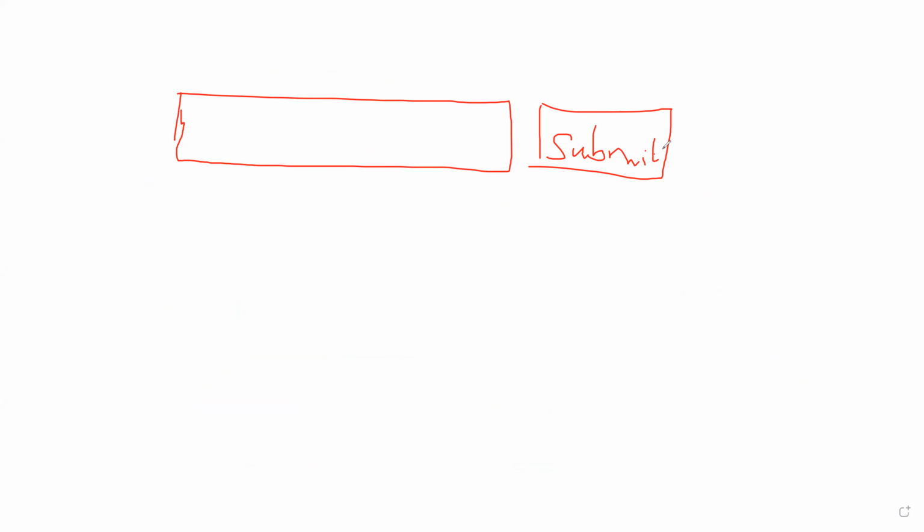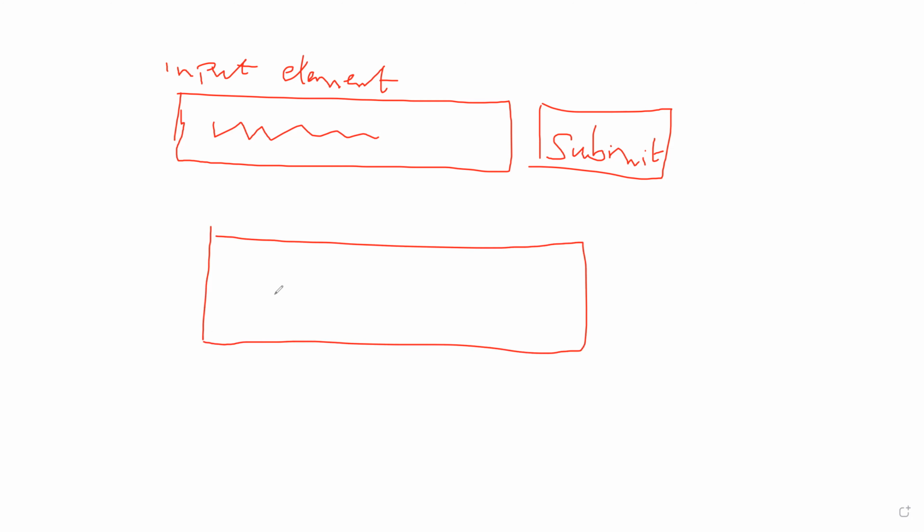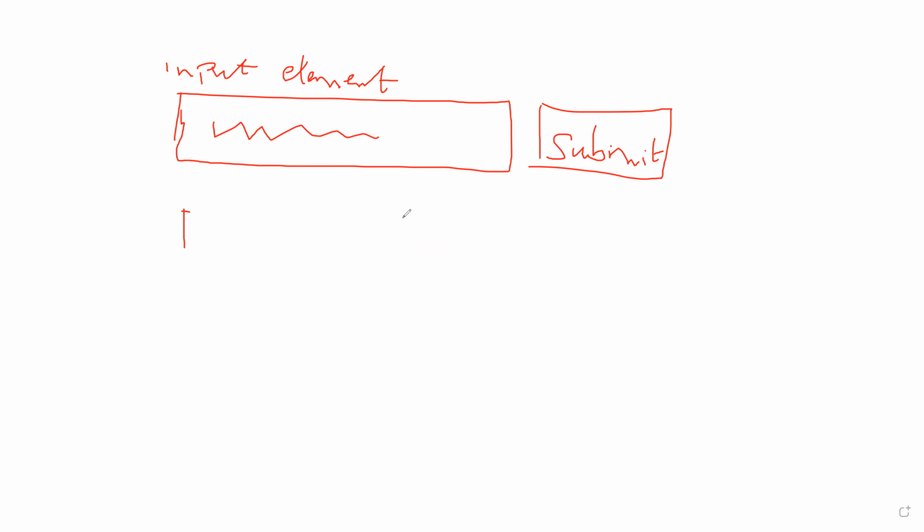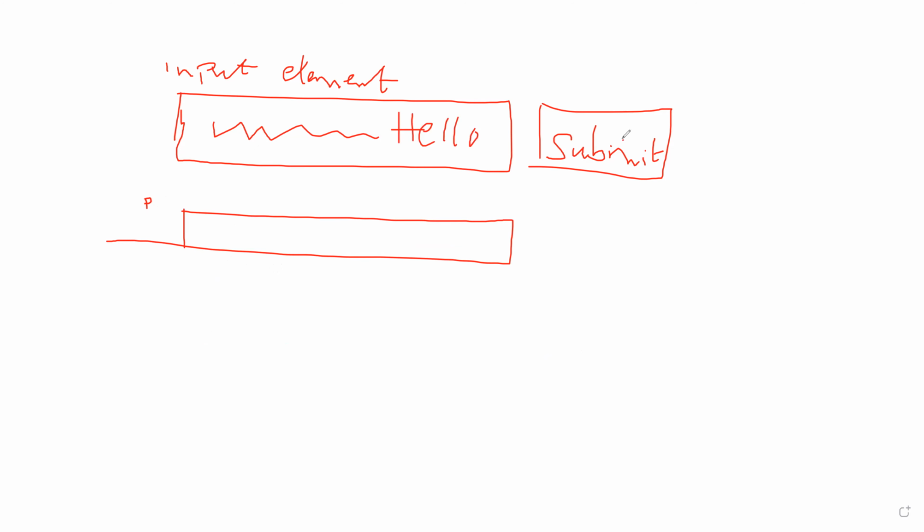Submit. Now, this input element, whatever you type here, once you click submit, I want you to display the content below it. Just display the content right below it. It can be a P element or H1, whatever. Just click and display it here. For example, if I type hello here, once I click here, this should have the word hello.